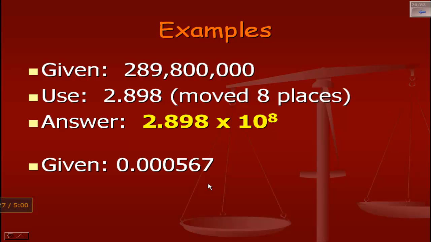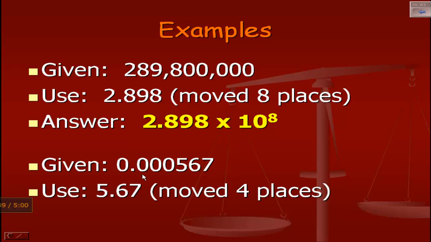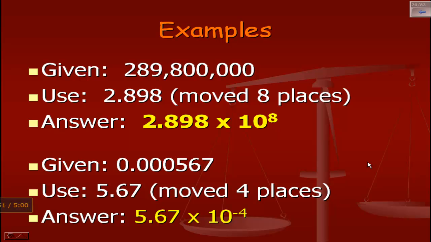So if we have this example, our decimal point is obviously here. We want to move it behind the 5. That will give us one non-zero digit in front of our decimal. So we move it 1, 2, 3, 4 places. And because this is a small number, our exponent will be negative. So you would write that as 5.67 times 10 to the minus 4.